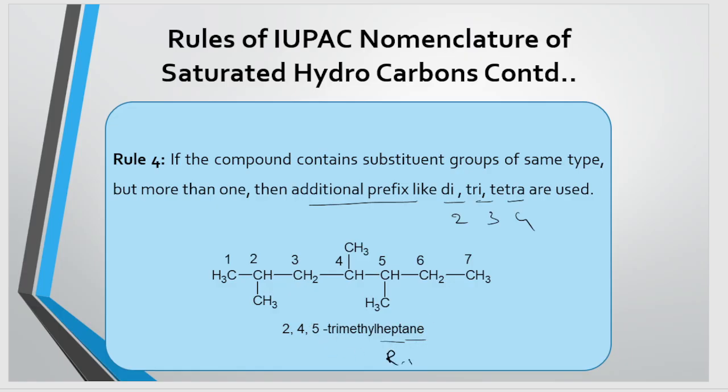Hept is the root word, ane is the primary suffix, and 2,4,5-trimethyl is the secondary prefix, where the substituents are present on the 2, 4, 5 positions respectively.